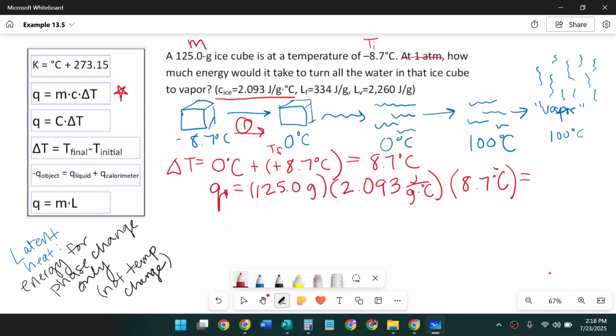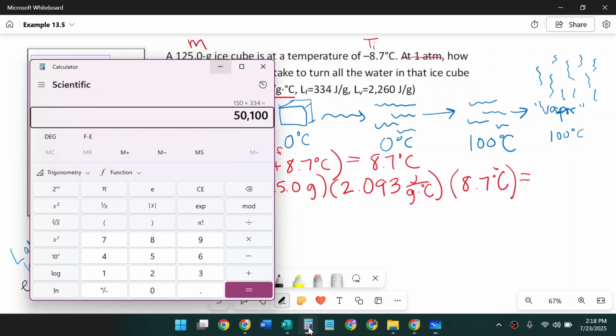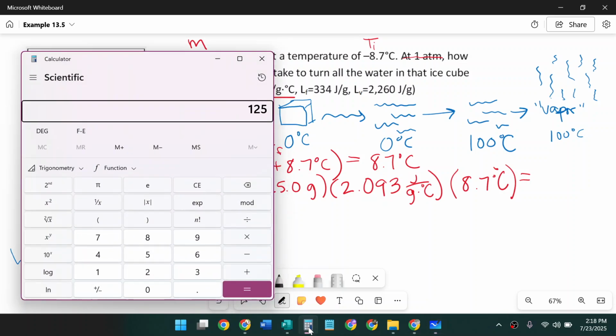We are only going to be able to have 2 significant figures in our answer because of that 8.7. So just make note of that. So 125 times 2.093 times 8.7. All right, so we only get to keep 2 of those significant digits. That means the first 2 numbers. So we're going to round up to the hundreds place.